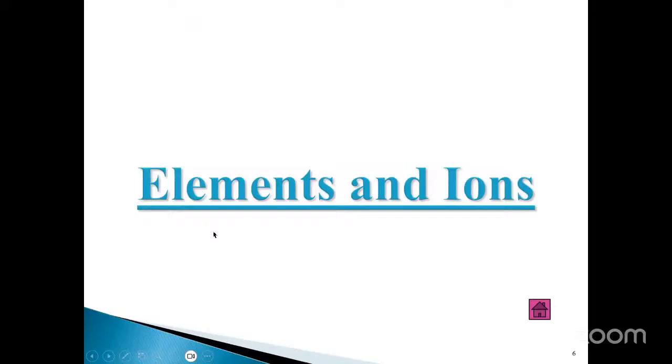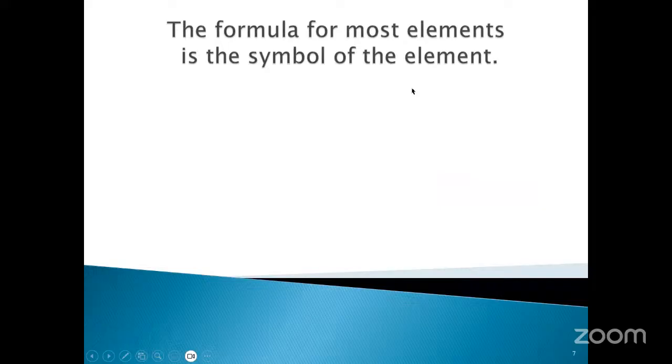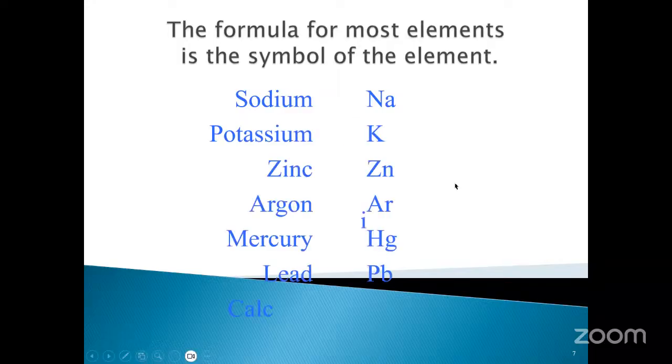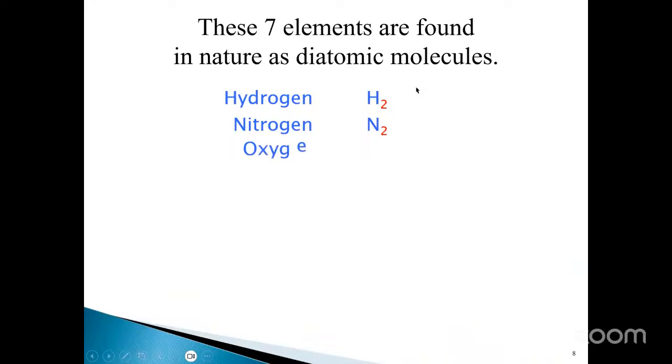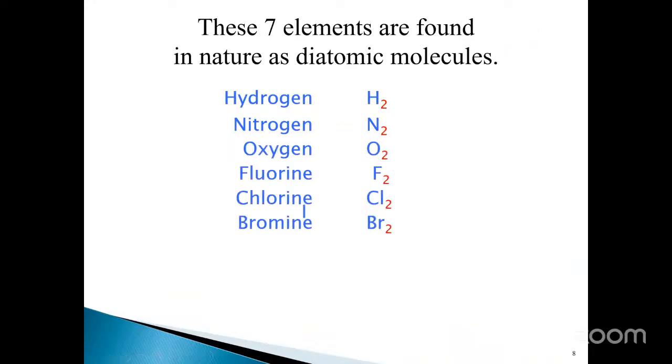So let me talk firstly about elements and ions. We know about formulas that are used to represent elements. Here are just some examples. The formula would represent a symbol for the element. And then you have 7 elements. I don't remember if I told you this before, but there are 7 elements that exist in nature as diatomic molecules. In other words, they exist out there in nature as 2 atoms per molecule. You need to memorize these 7 elements.